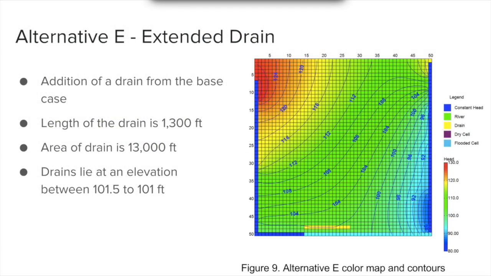For alternative E, we decided to try an extended drain. So the length of the drain is 1,300 feet and the area covered by the drain is about 13,000 feet. The drains lie at an elevation between 101.5 feet to 101 feet. This difference in elevation is to keep the percent discrepancy low. The drains are sensitive to the elevation at which they are at.